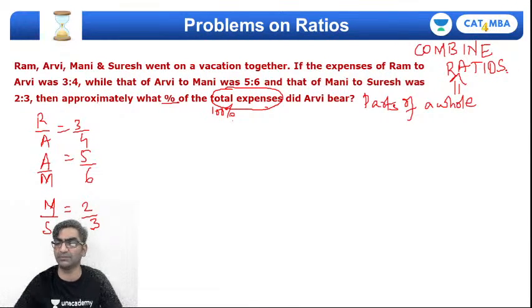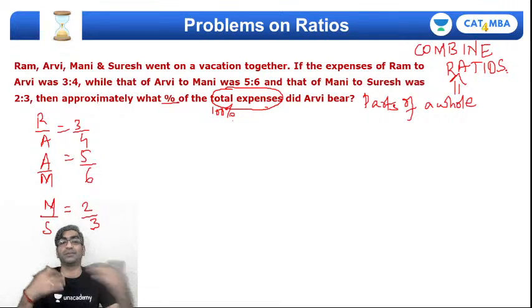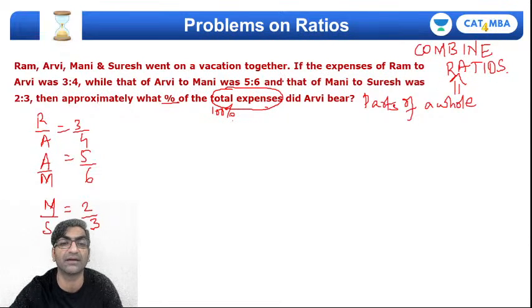Well, the idea is quite simple. You simply make terms repeat. Between two ratios, you make their values or terms repeat. So for example, here A repeats. The term A is repeating in ratio 1 and ratio 2.